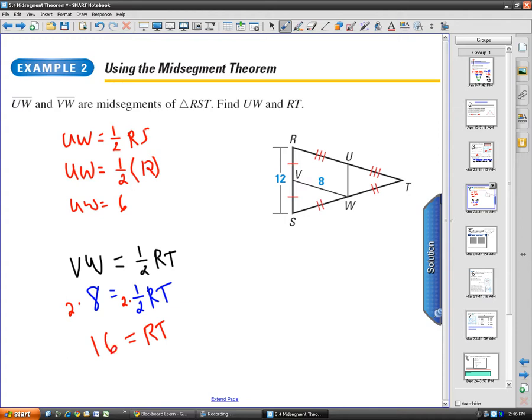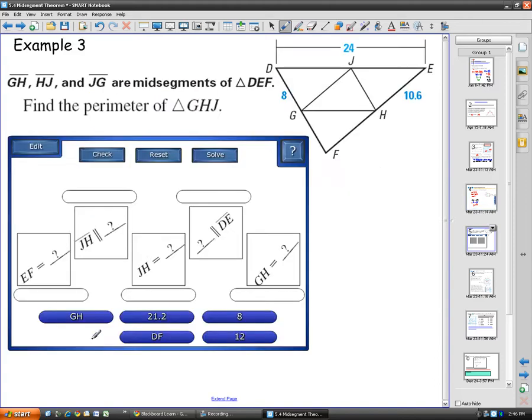Okay, so then this one, we're given that these guys inside are midsegments. They want us to find the perimeter of GHJ. So we're going to go through and first figure out what sides are parallel to what sides. So EF, which is this side over here, has a side that is parallel to it, which, hopefully you can see, is GJ. I don't even see it down here as a choice.